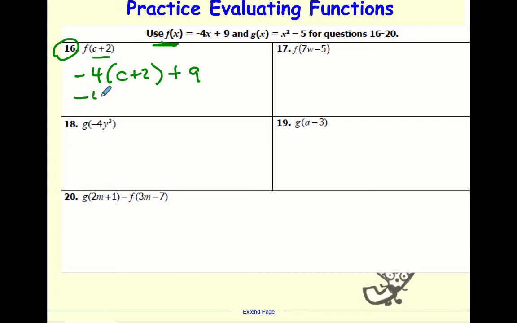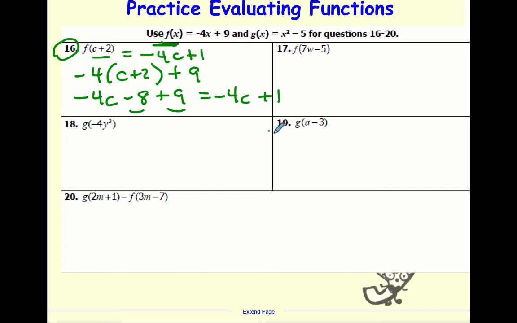So I distribute the negative 4, and I combine like terms, this one and this one. So I get negative 4c plus 1. And that would be our f of c plus 2.